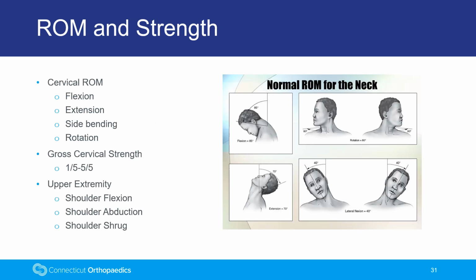Range of motion and strength, assessing cervical range of motion, flexion, extension, side bending, rotations, see if there's any limitation and or pain compared to sides, doing a quick cervical strength assessment as well as upper extremity assessment, looking at shoulder flexion, abduction, and shrugs.